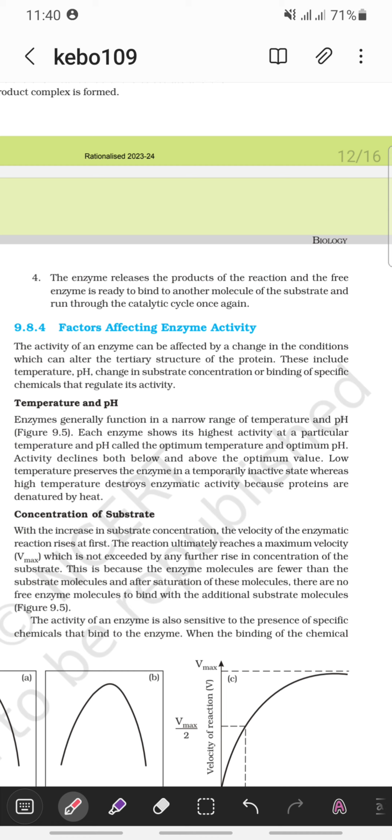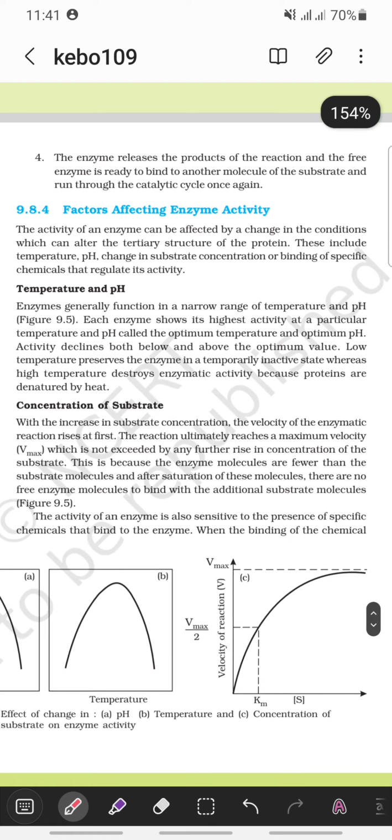Temperature and pH. Enzymes generally function in a narrow range of temperature and pH, figure 9.5. Each enzyme shows its highest activity at a particular temperature and pH called the optimum temperature and optimum pH. Activity declines both below and above the optimum value. Low temperature preserves the enzymes in a temporarily inactive state, whereas high temperature destroys enzyme activity because proteins are denatured by heat.